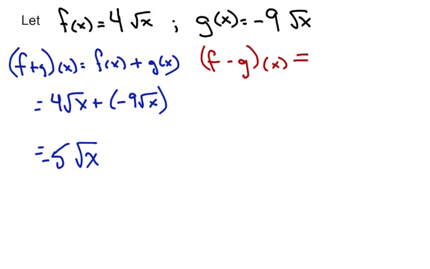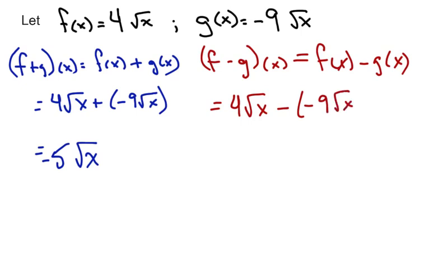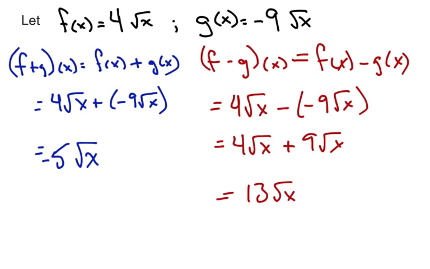Subtraction is the same way. So if we have f minus g of x, we're going to take f of x and subtract from it g of x. So the same idea: 4 root x minus negative 9 root x. Now don't be scared of subtracting a negative, of course. That's the same as adding. So we're going to add 9 root x, and we'll have 13 of those root x's.